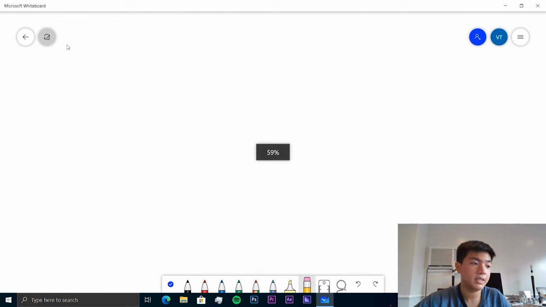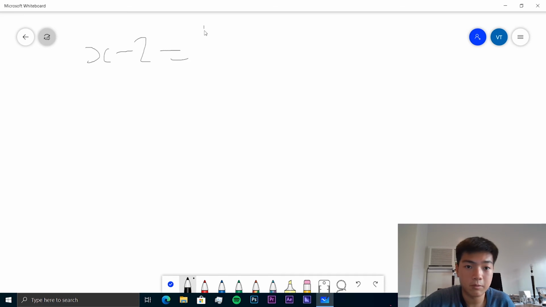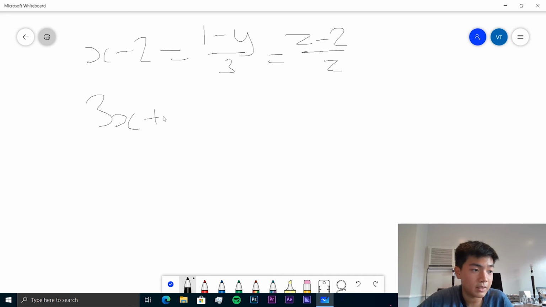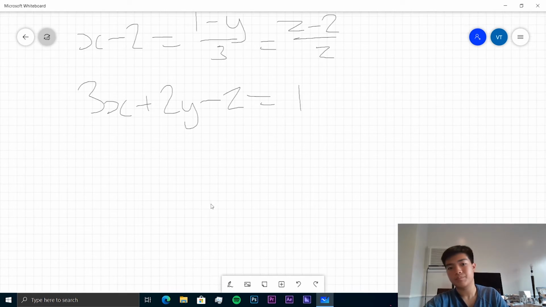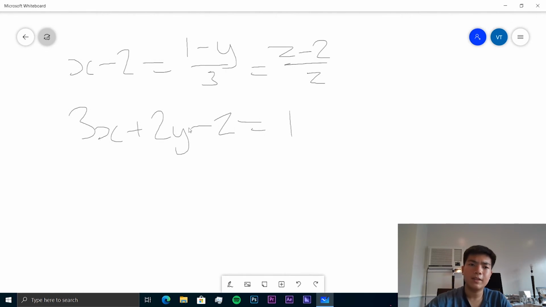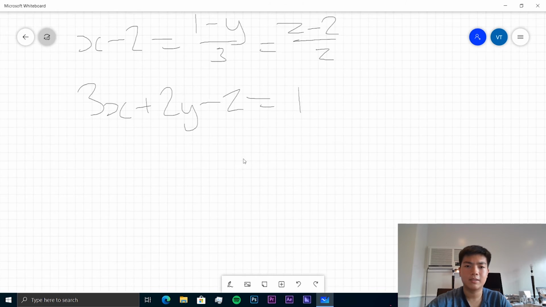Finally, we have the question: the line (x minus 2) is equal to (1 minus y) over 3 is equal to (z minus 2) over 2, and the plane 3x plus 2y minus z equals 1 are given. So we need to find the point of intersection and determine the angle between the line and the plane. So we can find the point of intersection by expressing this all in terms of x.